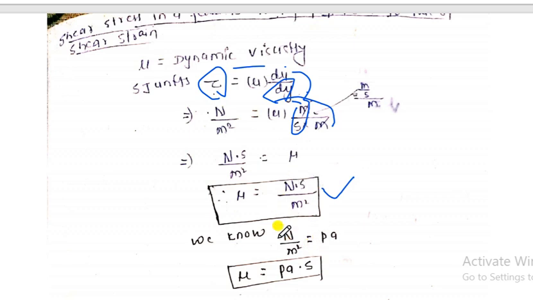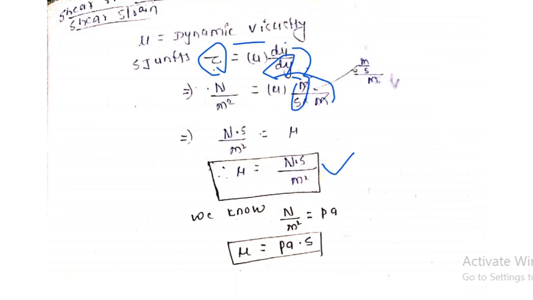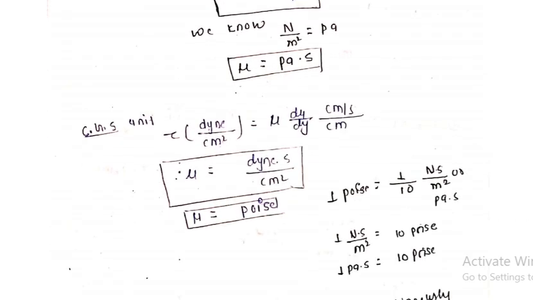Newton per meter square is also known as 1 Pascal. So dynamic viscosity can also be written as Pascal second. Newton second per meter square is the SI unit of dynamic viscosity. In the CGS system, shear stress is in dyne per centimeter square, velocity is centimeter per second, and distance is in centimeters. So ultimately dyne second per centimeter square, and this is known as poise.